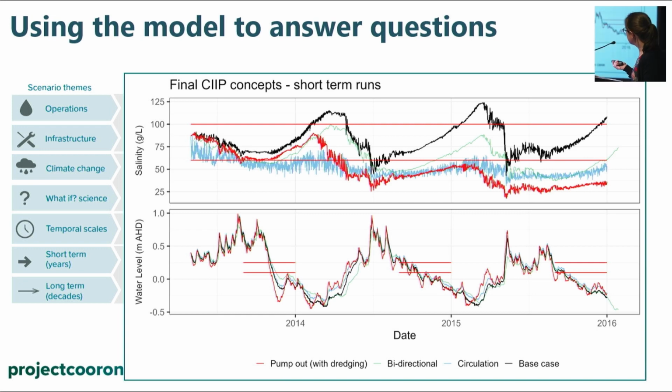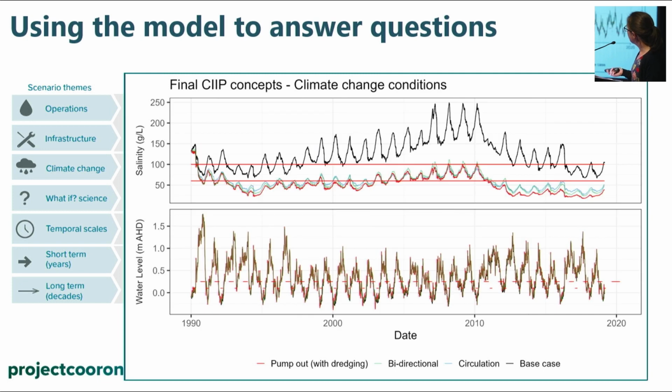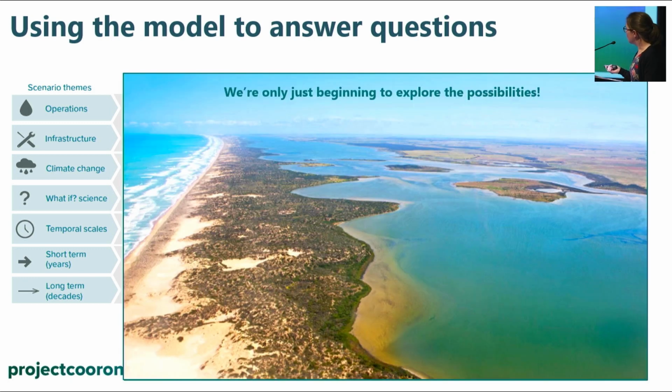As I say, we've done short-term runs, so about a 3-year period, to compare scenarios. So that's the important thing to clarify. It's a relative comparison. We always have a base case looking at the historical period. What if we changed the pumping regime? What does that do to salinity and water level? This is for a site in the South Lagoon. We can consider climate change questions by pulling different levers in the model setup. But really, we're only just beginning to explore the possibilities as we start to think about the types of questions we want to ask the model.